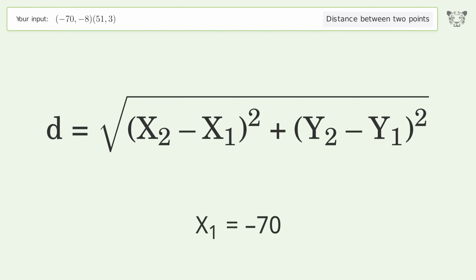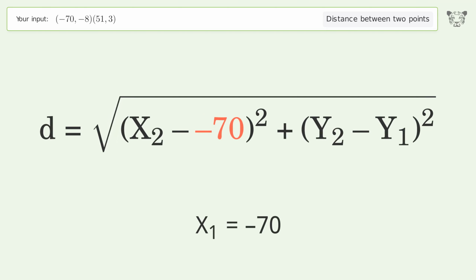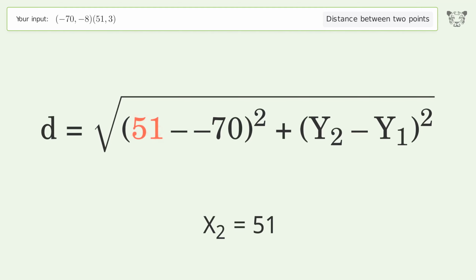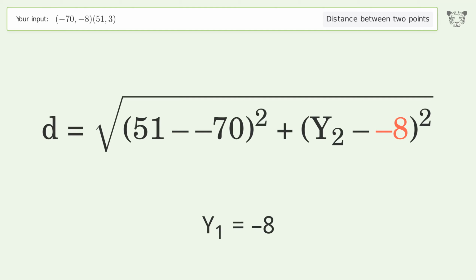x1 equals -70. x2 equals 51. y1 equals -8. y2 equals 3.